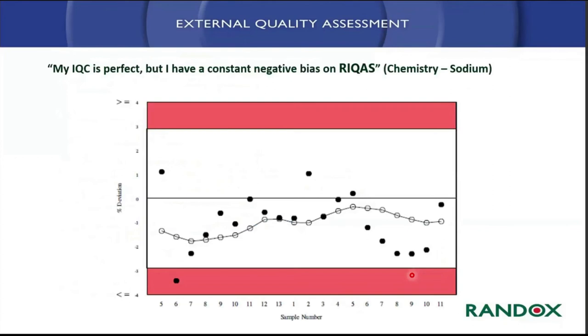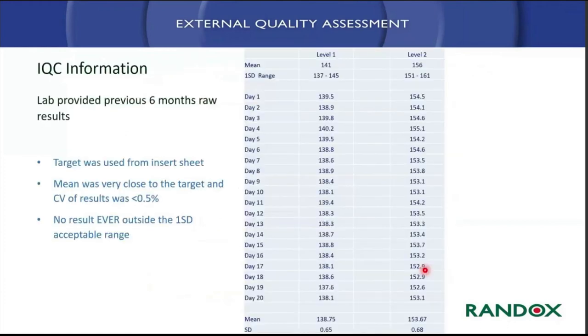Another example, this case here, we had a lab coming back to us to say that their internal QC was perfect, but they had a constant negative bias on RIQAS. Well, in this case, you can see that in general, yes, they do have a negative bias on RIQAS. If we look at their internal QC, once again, as I mentioned, the very first slide almost that we presented today, when we looked at how they were reviewing their internal QC, this is what they presented to us. So it wasn't in terms of a chart, it was in terms just of the stats. So once again, difficult to see.